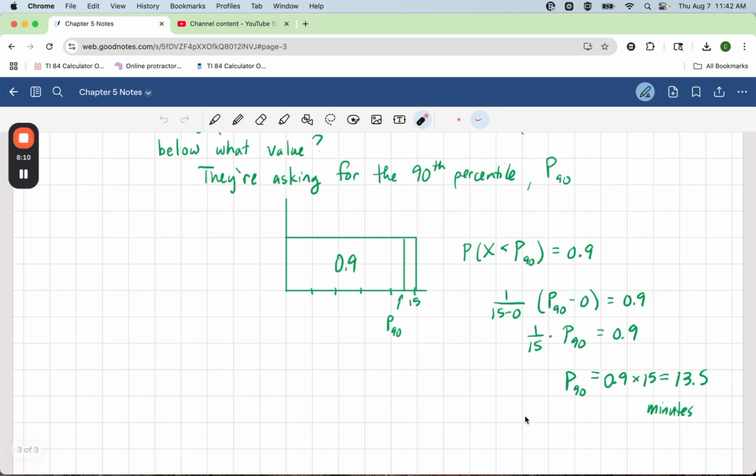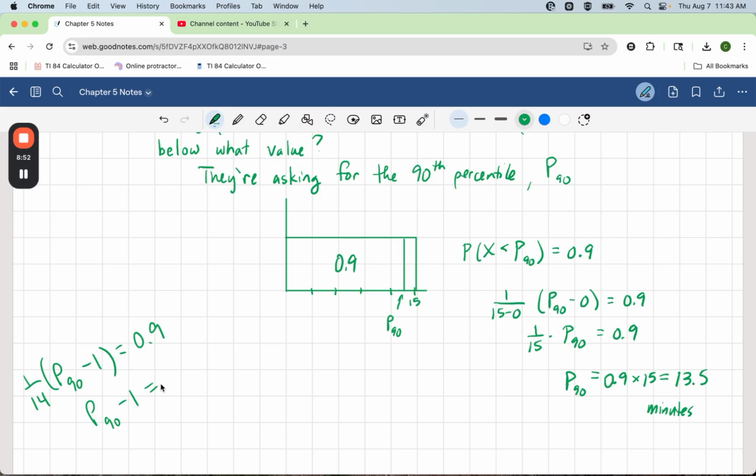Now let it be known, y'all, that a lot of times the uniform distribution doesn't start at 0. So be careful when you do these problems, because you could set it up the same way, except these zeros would be different, right? Like if it went from 1 to 15, you'd have 1 over 15 minus 1 times P90 minus 1. Then you'd have that one extra step, right? If I had P90 minus 1 times 1/14, say, and it's supposed to equal 0.9, right? I'd multiply by 14 first.